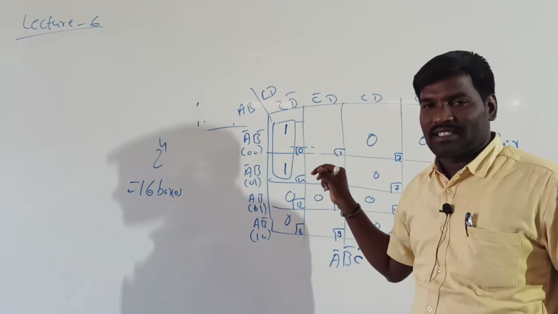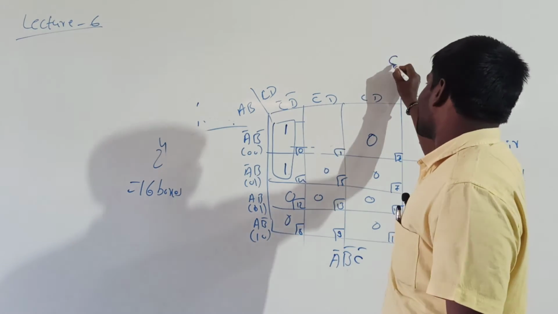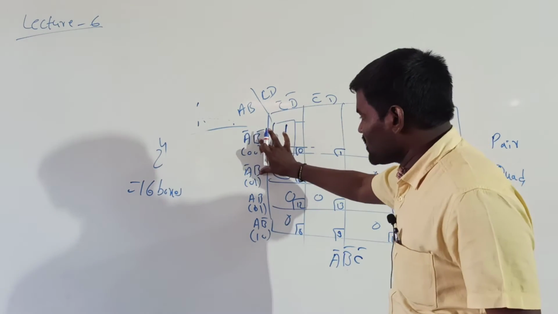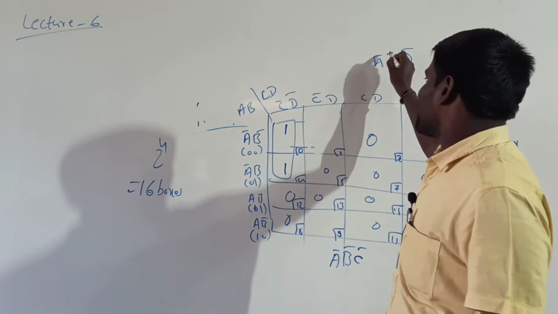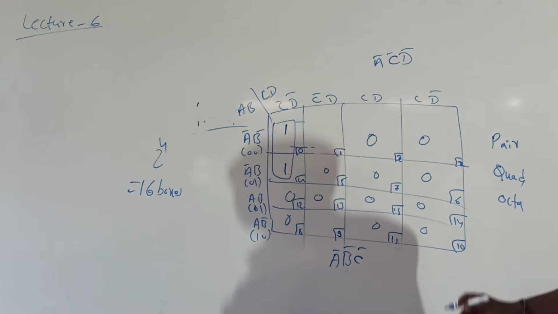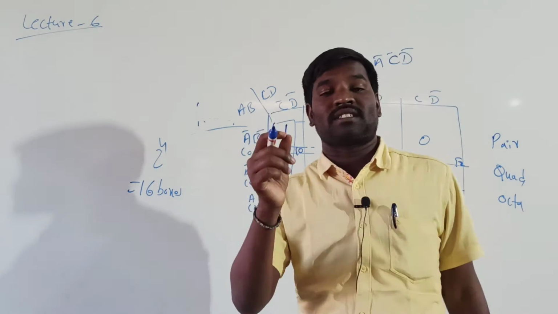Okay, so in this case, see here, the column name is the same, that's why I can write C bar, D bar, and in these two rows the common term is A bar, that's why I can write A bar, C bar, D bar. So like this we have to pair the values and we have to mention the result.